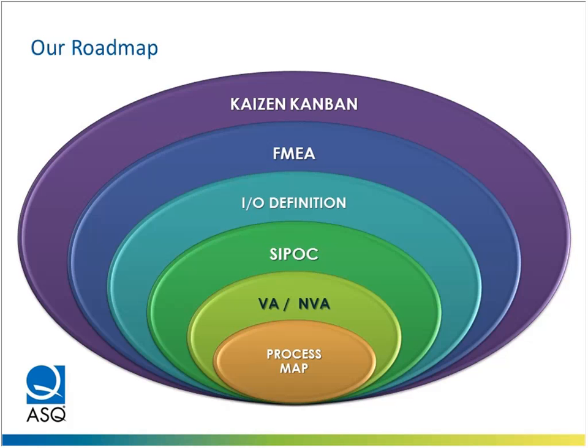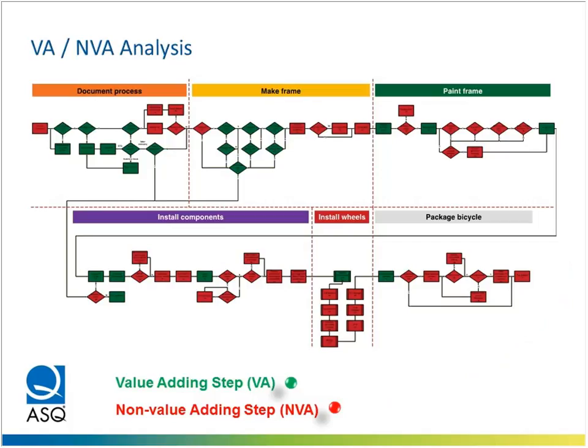Let's start at the beginning. Value-add, non-value-add analysis. As you can see here, my value-add, non-value-add analysis is built directly on a process map. So your team will have completely done a process map using Post-its or using a whiteboard, and directly there, we will be able to look at each step. Is it a value-adding step or non-value-adding step?